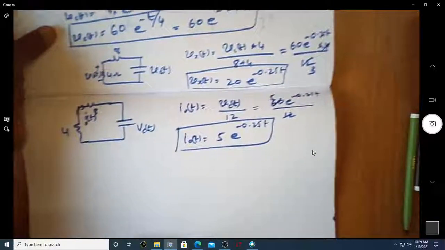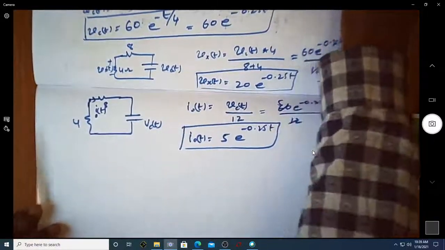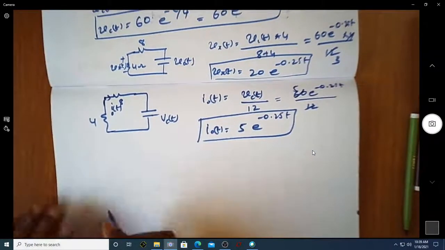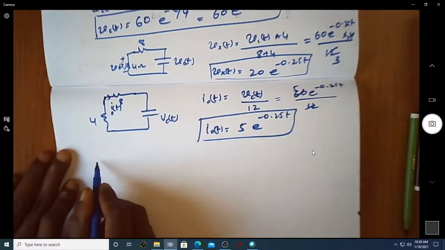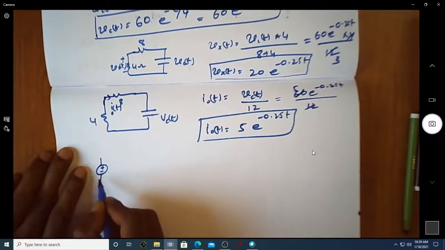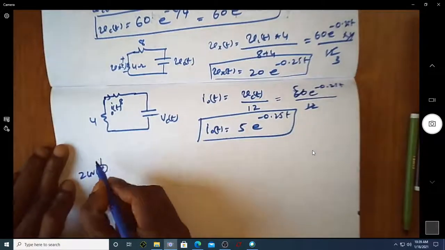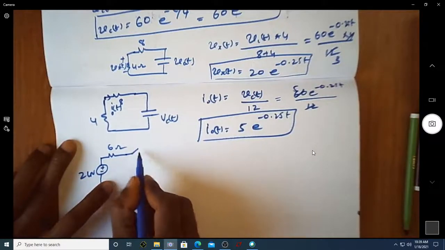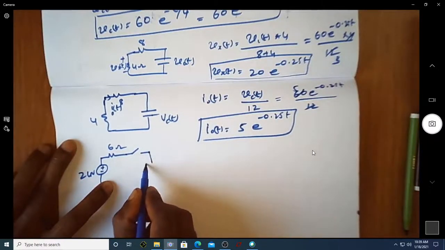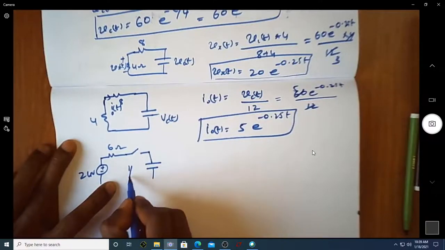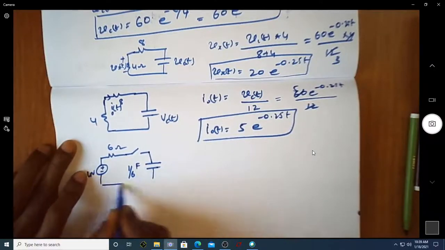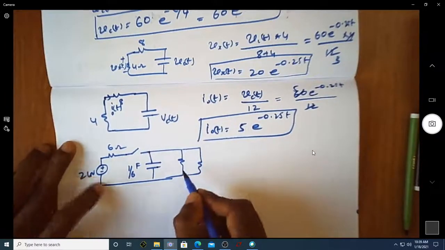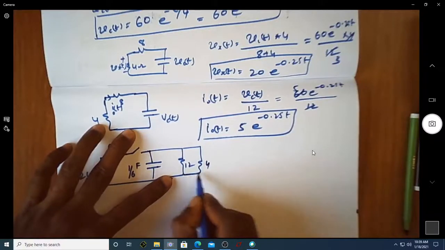Okay, let us also work out one more problem, where you have this type of circuit. Let me consider a voltage source of 24 volts, and I have a 6 ohm resistor, and I have a switch, and there is a capacitor of value 1/6 farad, and I have two resistors connected in parallel. One is 12 ohm, the other is 4 ohm.